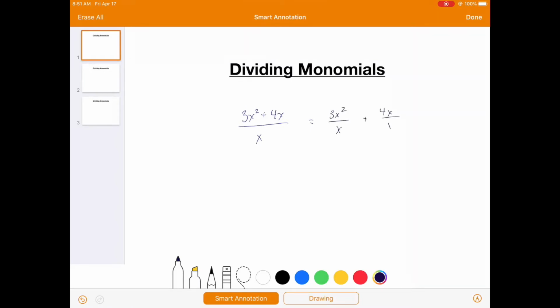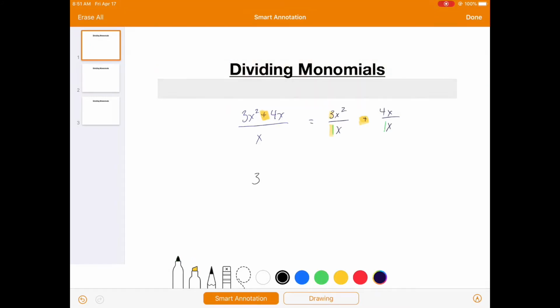4x over x. And now the reason I put the plus is because it's a plus on the left. So on the right hand of the equal sign, we also need our plus. And then from there, we're just dividing. So we divide our coefficients. In this case, our denominator is just an x, which means our coefficient is 1. So we'll do 3 divided by 1. Remember, a number divided by 1 is itself.